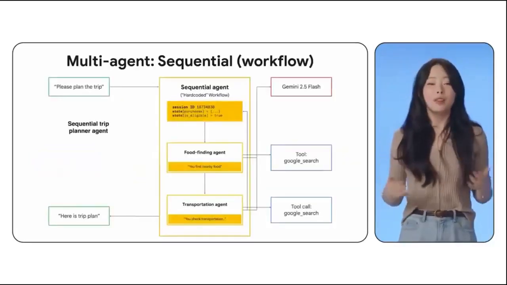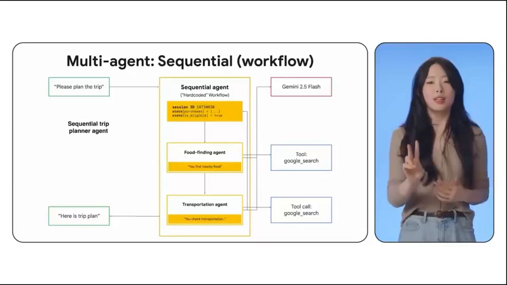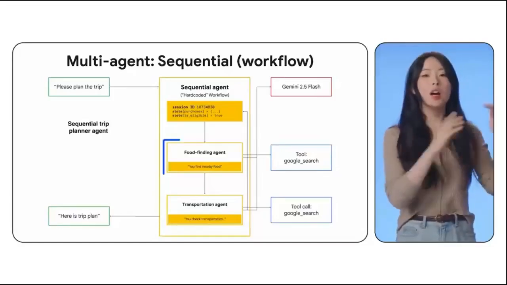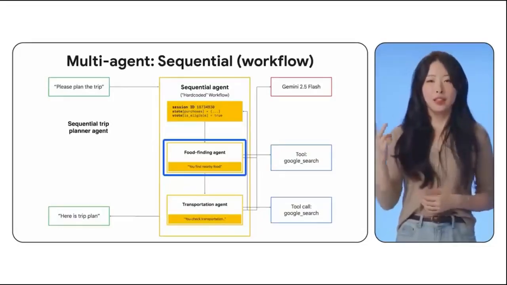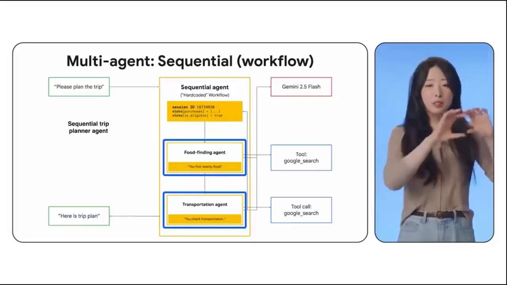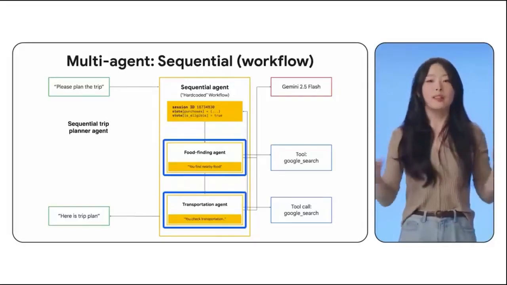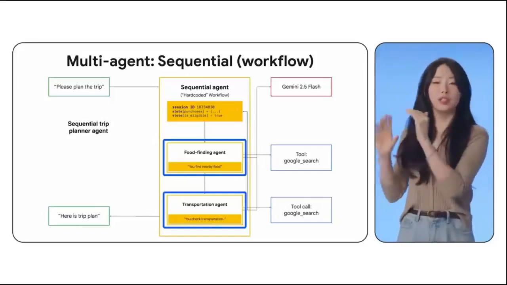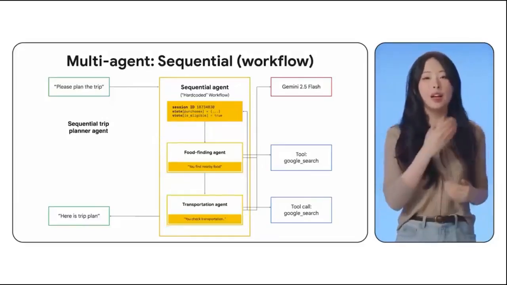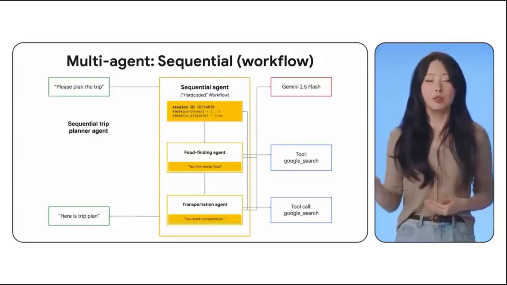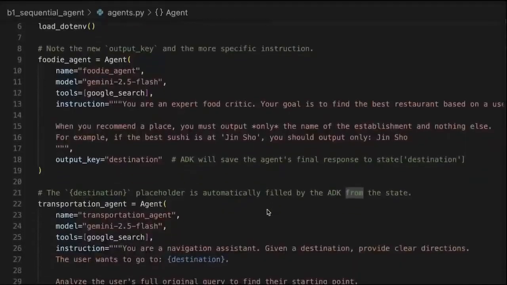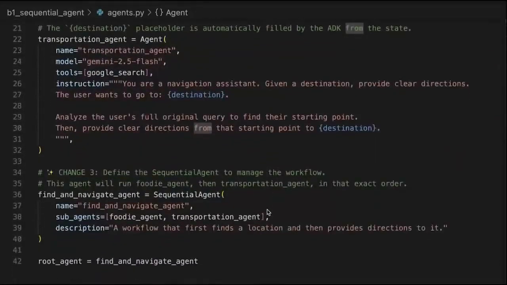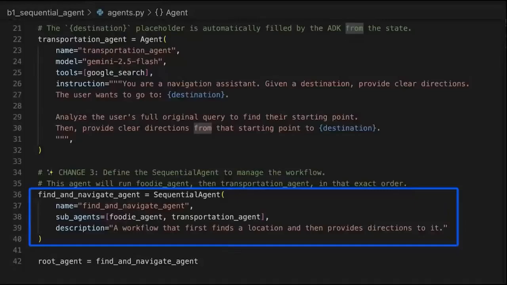For our trip, we can break it down into two specialized agents. First, a food finding agent, and second, a transportation agent. This sequential agent ensures that we always run the food finding agent first, and then the transportation agent next. So this gives us predictable, reliable execution. You can take a look at the screen for this code example of how to write it as a sequential agent. Alright, let's try it out in the ADK Web UI.